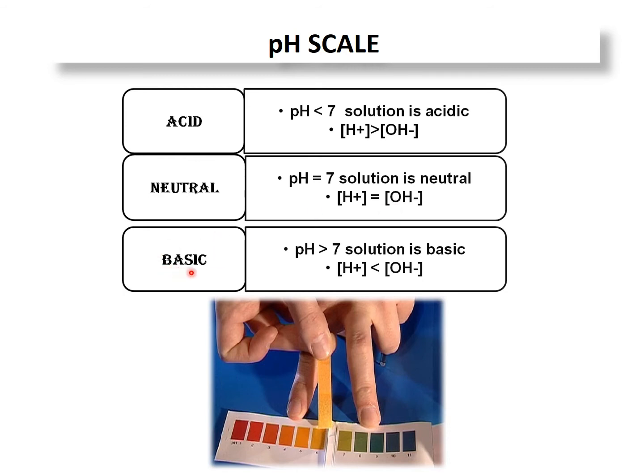A solution is basic when the pH is greater than 7. This is because the concentration of hydrogen ions is less than the concentration of hydroxide ions.